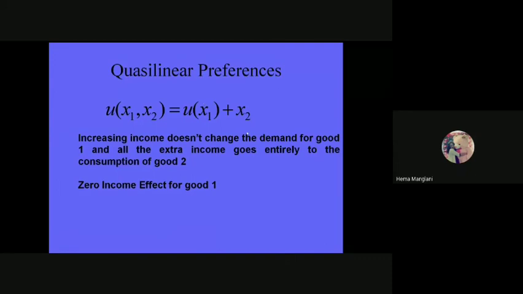So x2 is automatically becoming the function of x1. This way, the quasi-linear preferences can also be defined. Another very important thing with quasi-linear preferences is that they are partially linear: here it is non-linear in the characteristics, and here it is linear in the characteristics.